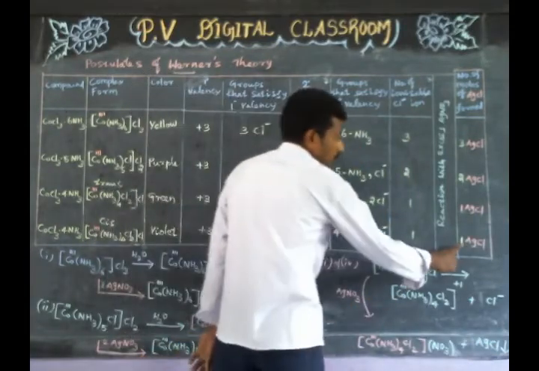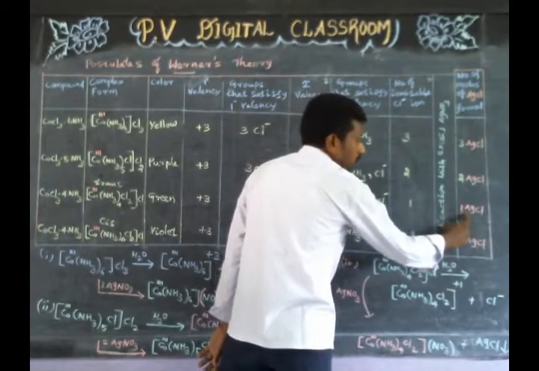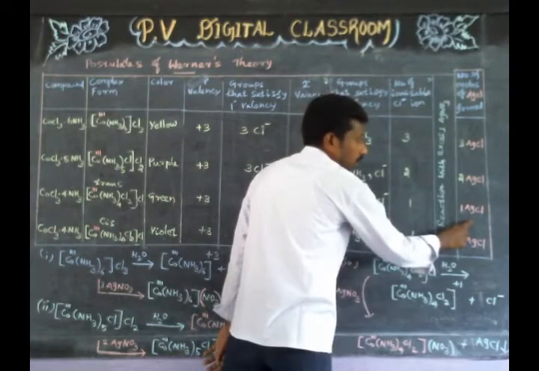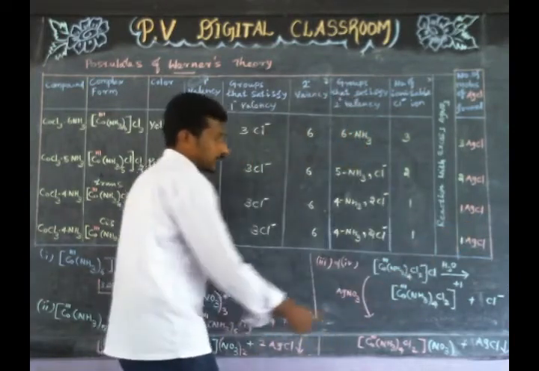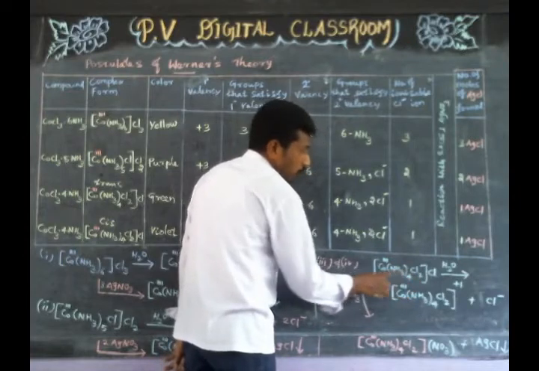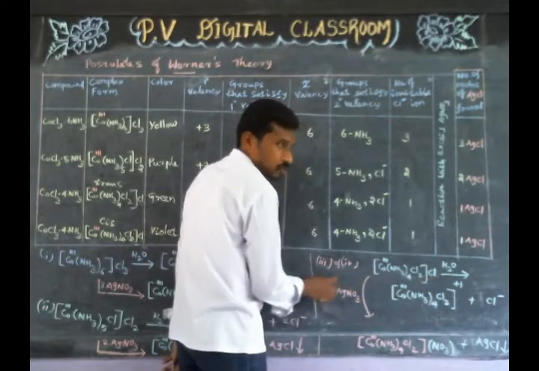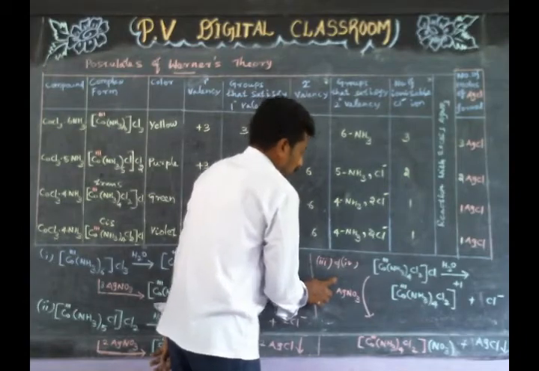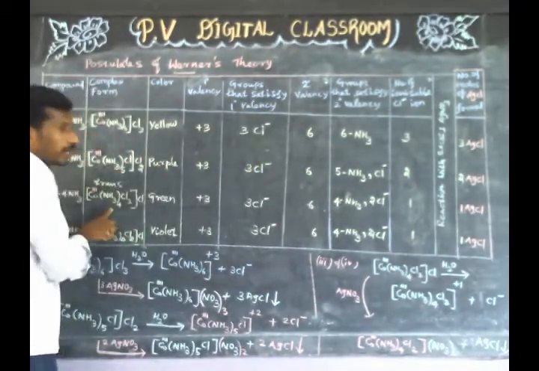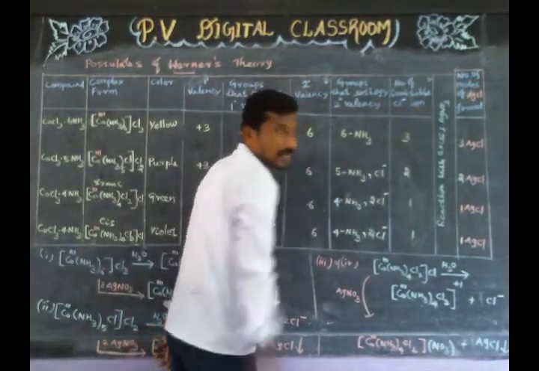Since only 1 mole of silver chloride is formed during the reaction between tetraamine dichlorido cobalt 3 chloride and silver nitrate solution, this compound contains only 1 mole of ionizable Cl- ion.